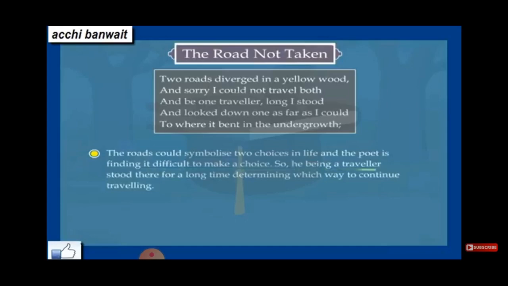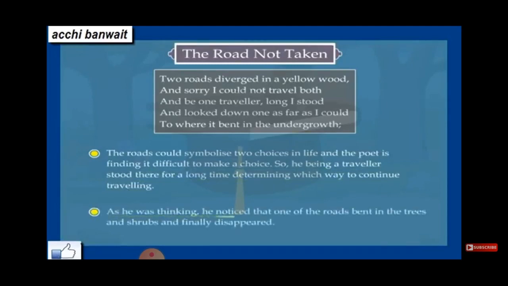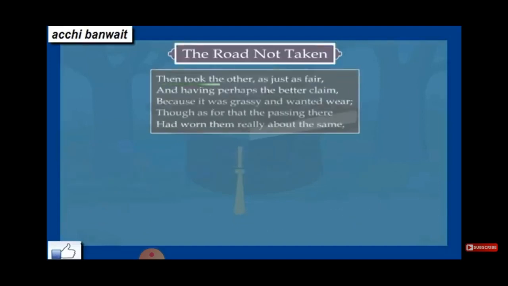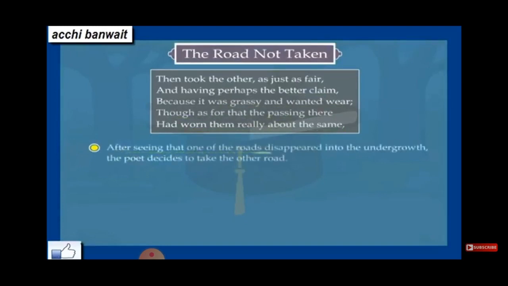So, he being a traveler, stood there for a long time, determining which way to continue traveling. As he was thinking, he noticed that one of the roads bent in the trees and shrubs and finally disappeared. Then took the other, as just as fair, and having perhaps the better claim, because it was grassy and wanted wear; though as for that, the passing there had worn them really about the same. After seeing that one of the roads disappeared into the undergrowth, the poet decides to take the other road.